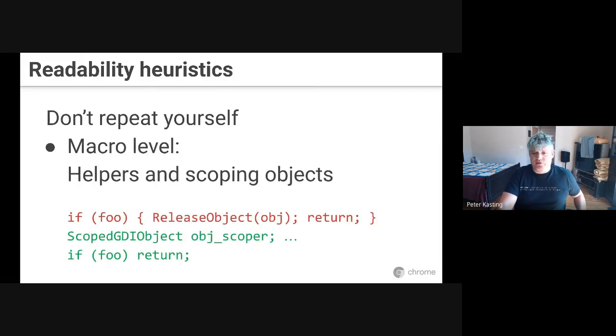Don't repeat yourself. So at the macro level, you can do this by using helper functions and scoping objects. Scoping objects are great for avoiding repeated cleanup work. I talked about scoping objects in a previous C++ 201 talk. Helper functions: if you do the same code more than once, factor it into a helper function. Two times is enough to factor it out, in my opinion.